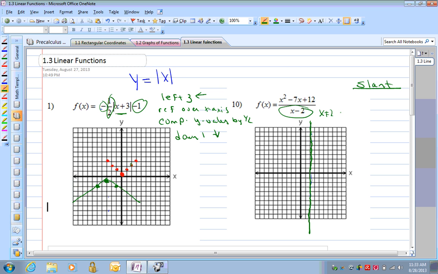Now let's go ahead and set up our horizontal asymptote. We're going to use long division, which is something you may have forgotten how to do, but it's just like old-fashioned division. So I'm going to set up x squared minus 7x plus 12, and I'm going to divide by x minus 2. And remember, we're just looking for the linear equation when we divide.